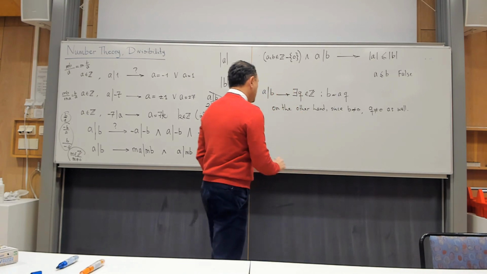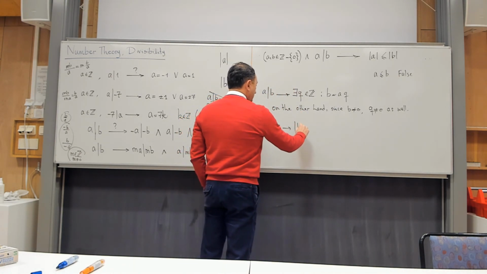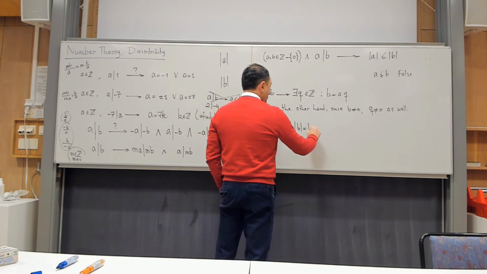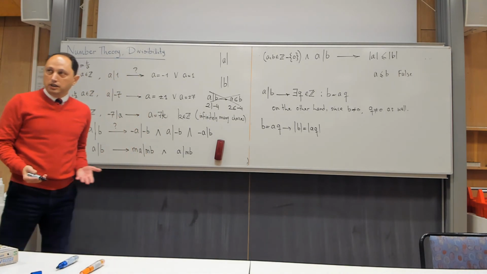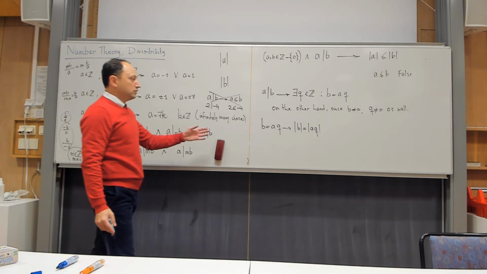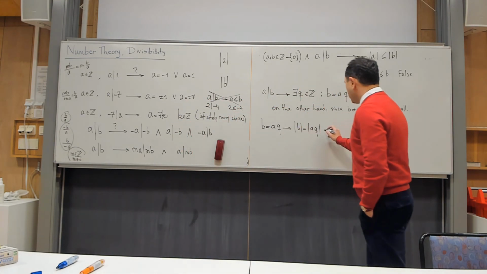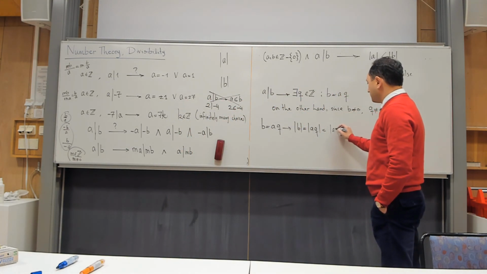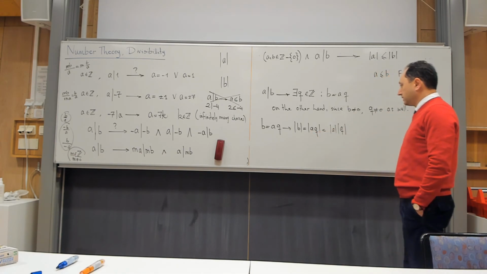Okay? Now, B is equal to AQ, so it means the absolute value of the left-hand side should also be equal to the absolute value of the right-hand side. If two numbers are equal, the absolute values are also equal. But I don't know how much you know about absolute value. This can be written as the absolute value of this times the absolute value of this.